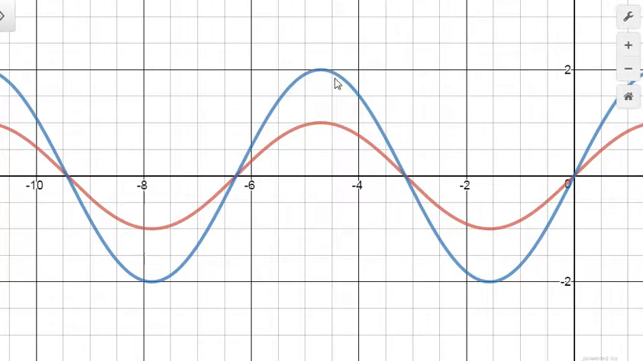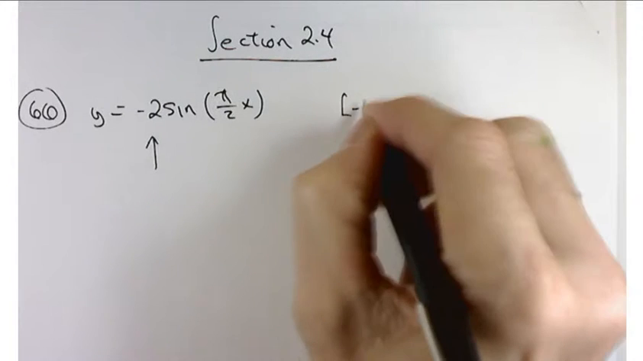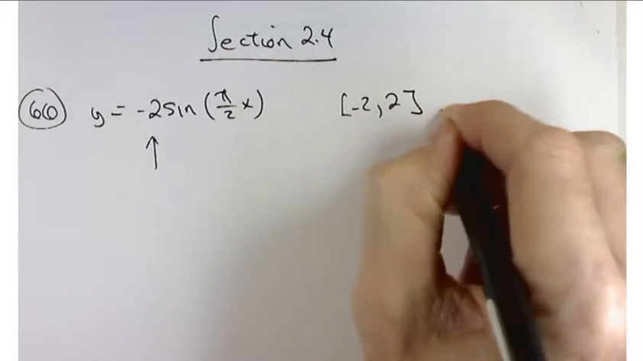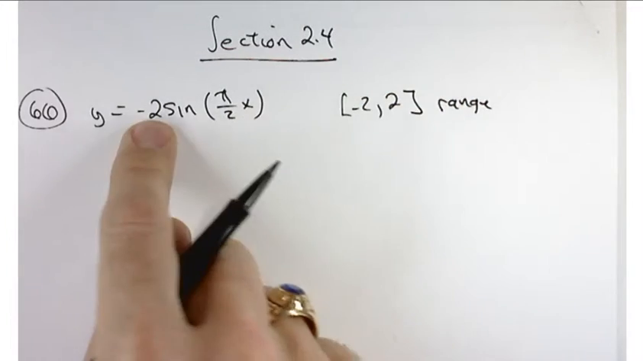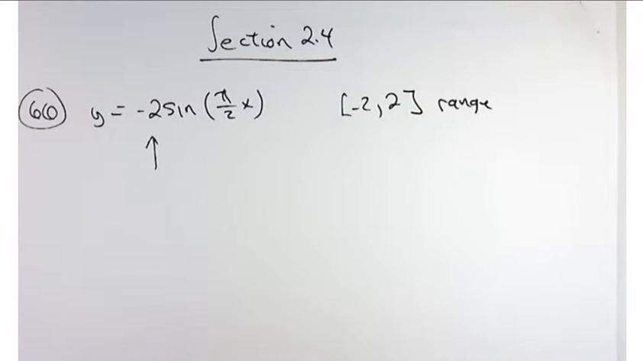Now, these values, negative 2 to 2, those are the y values that the graph passes through. And those y values are called the range. So what you've done is you've changed the range of the function from negative 1 to 1 to negative 2 to 2. So let me write that down as part of our answer here. So it's going to be negative 2 to 2 is the range. And that matches the coefficient here, or it's at least related to that coefficient.